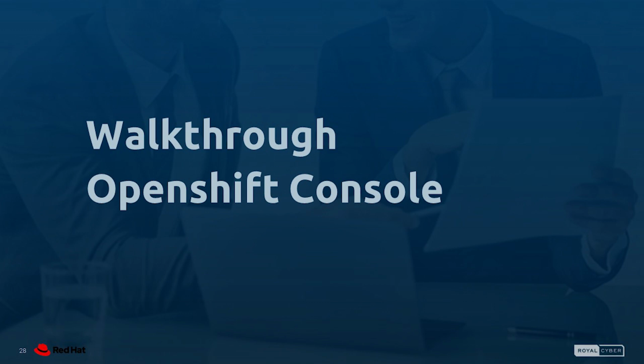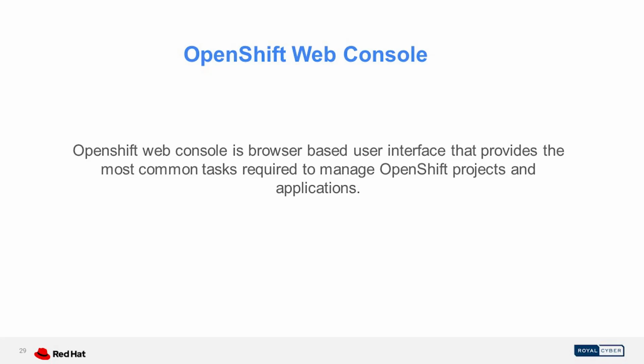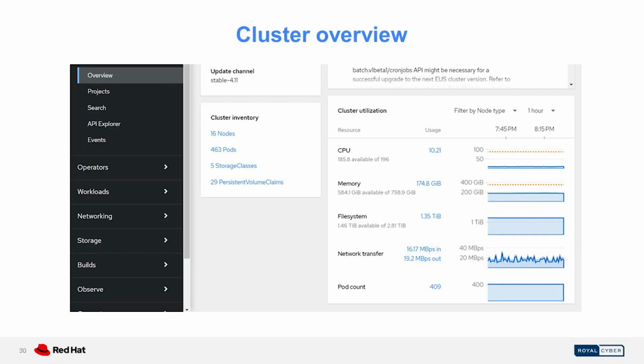So OpenShift can be managed using the CLI, the API, or the OpenShift Web Console. Let's have a look at the OpenShift Web Console. Basically, it's a browser-based user interface to manage most of the OpenShift administration and application tasks. It provides a cluster overview like the number of nodes we have, number of pods, storage classes, and overall resource utilization of the cluster like CPU, memory, file system, network transfer, and pod count.